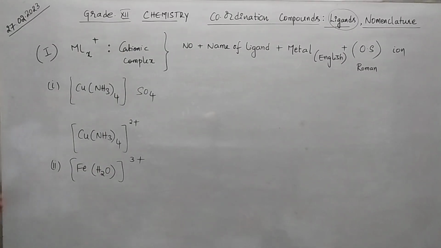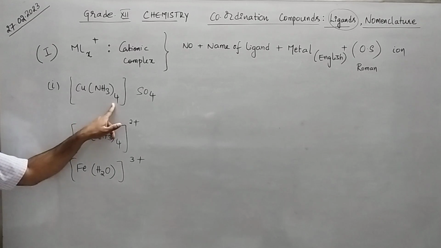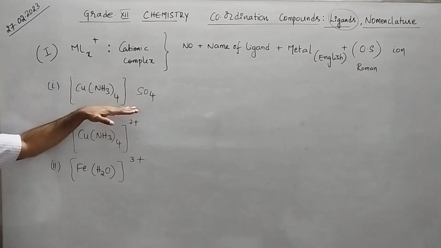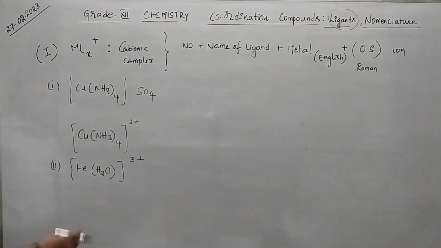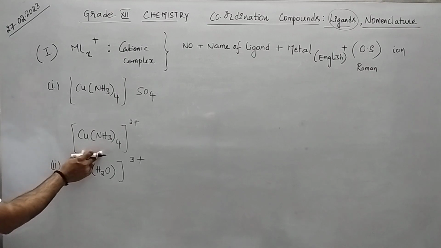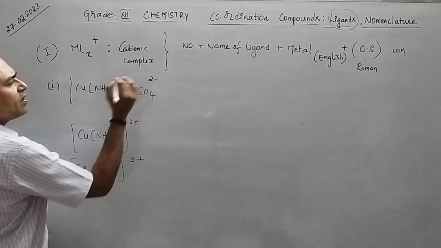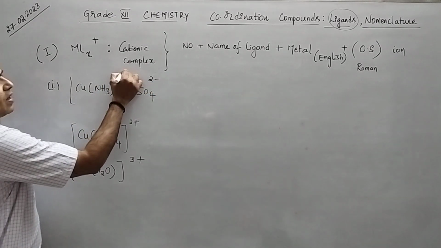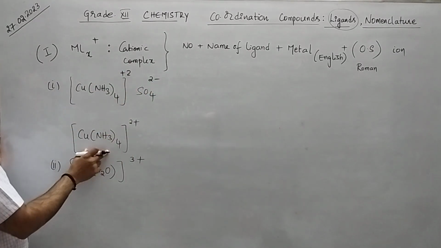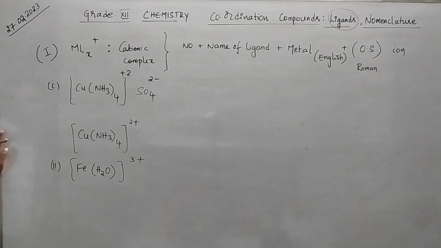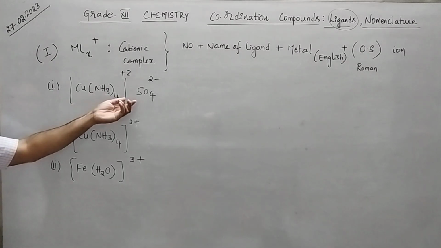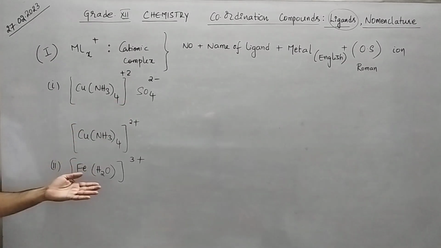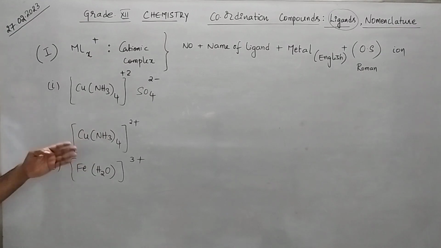Now let us see the nomenclature of cationic complex. I have taken one example like this, like Cu(NH3)4SO4. So they can give in this form or they can give only the cationic complex. So first let us solve this. Sulfate, the charge is 2 minus, therefore here we can get plus 2. So the same thing I have written. If it is given completely, both cation as well as anion, how to write, as well as if they give only cation, how to write, we will see.